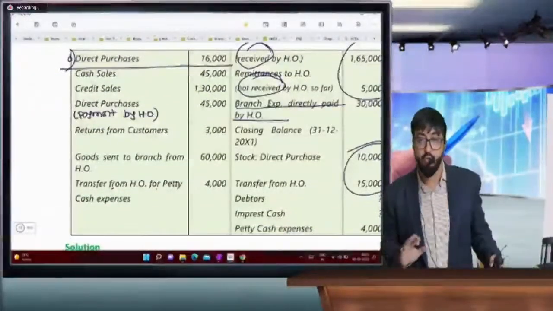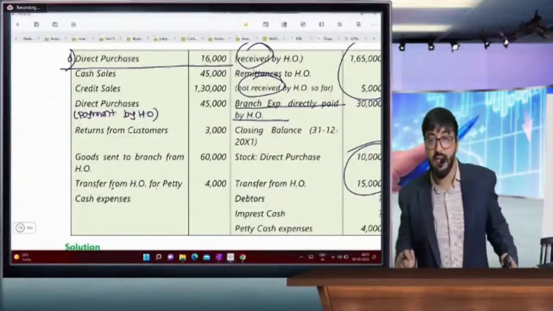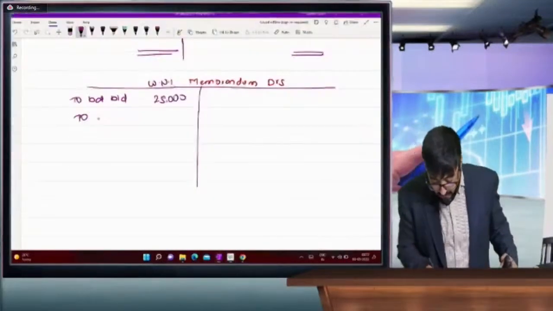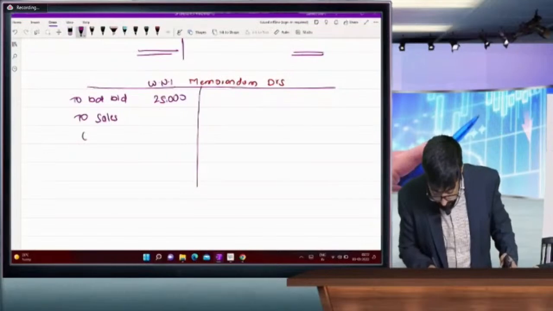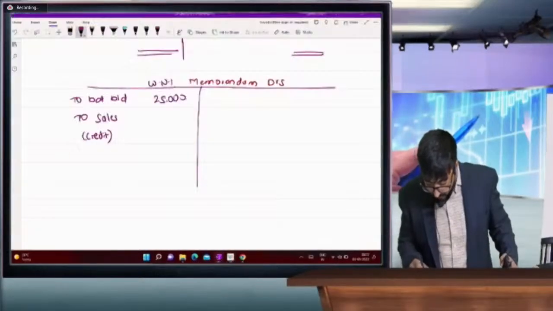Cash sales: cash account debit to sales. So debtors is not involved. Now think from the angle of the branch. Credit sales: the entry will be debtors account debit to sales. Credit sales 1,30,000.